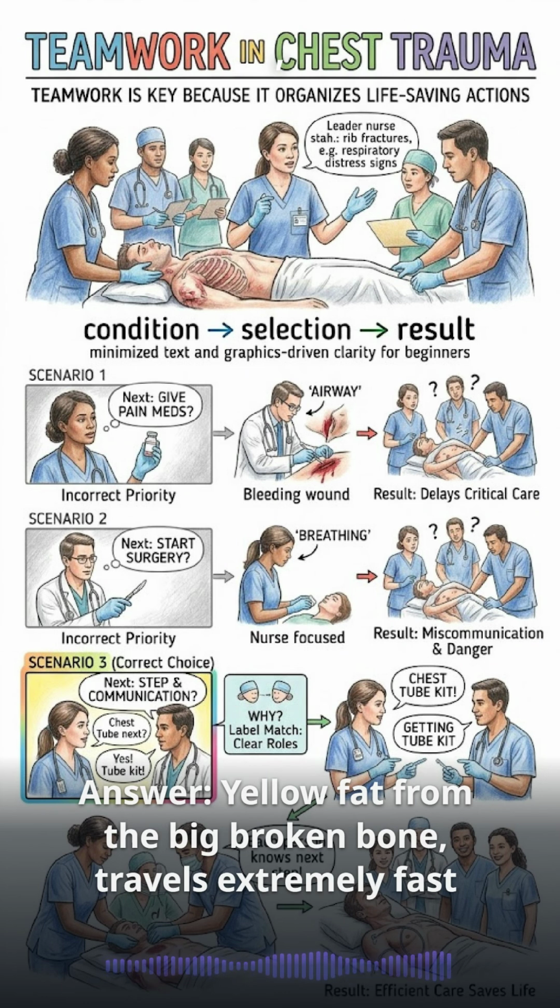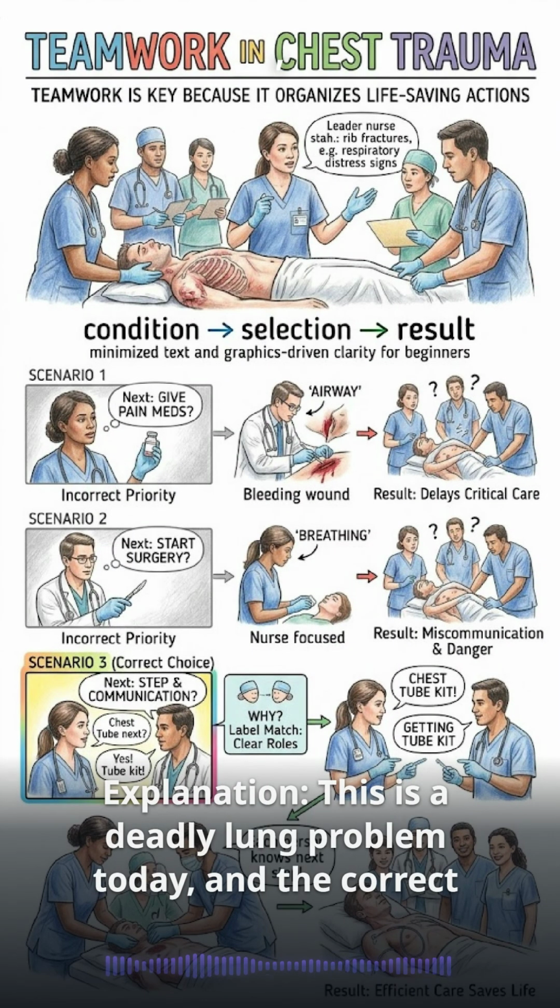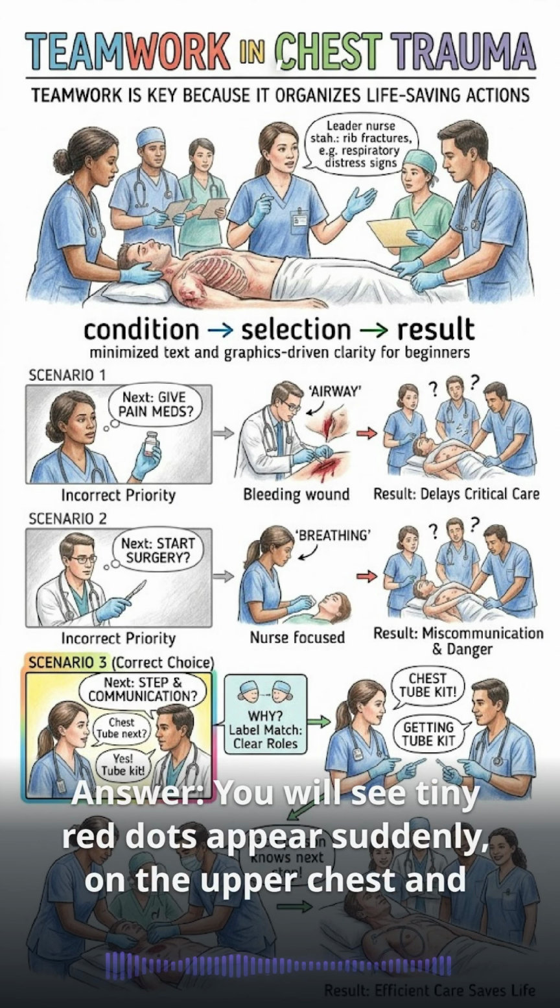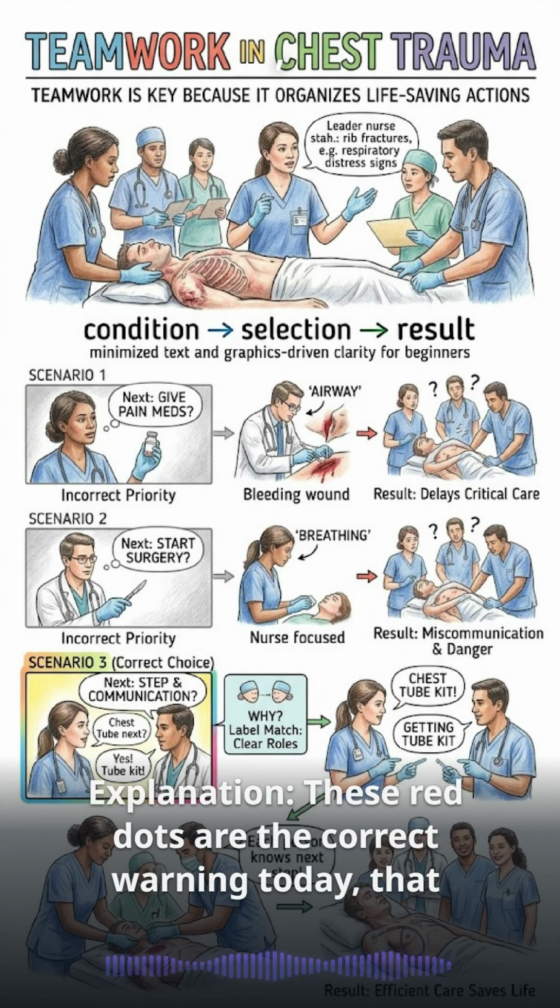Yellow fat from the big broken bone travels extremely fast into the soft lungs. This is a deadly lung problem today, and the correct sign is breathing trouble. What tiny skin marks show up clearly when a patient has a fat embolism? You will see tiny red dots appear suddenly on the upper chest and neck. These red dots are the correct warning today that dangerous fat is floating inside.